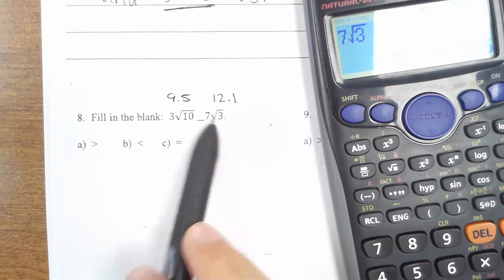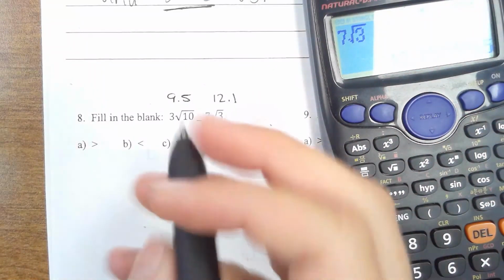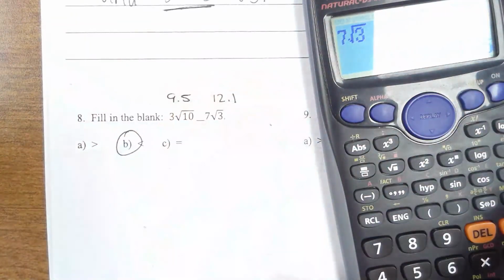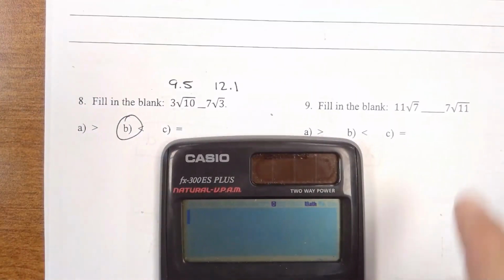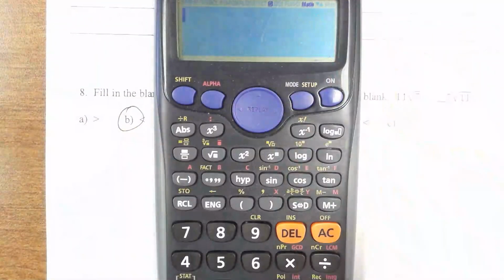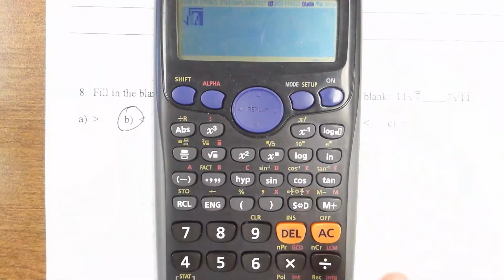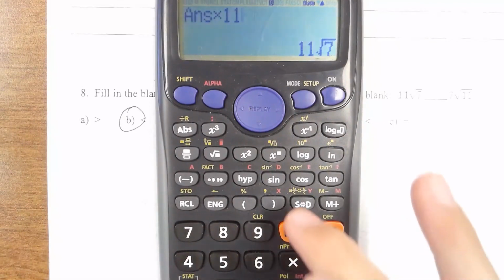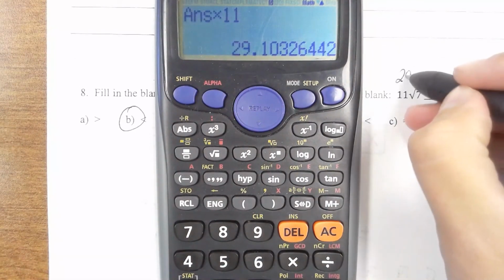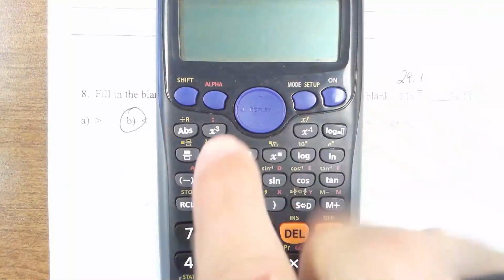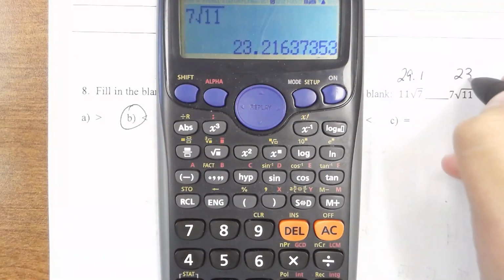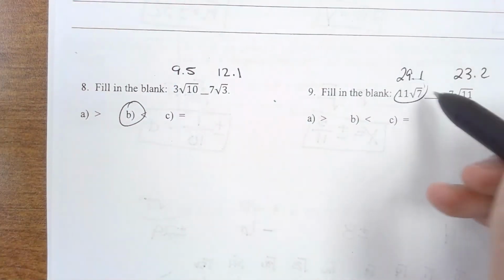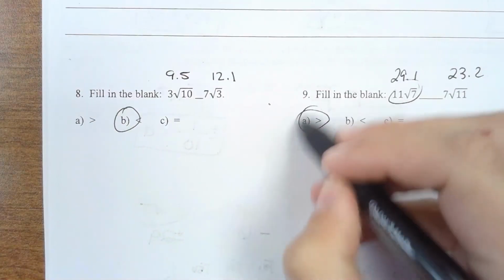So which one is bigger? Obviously the 12.1, so we would need the less than symbol. Alright, and then same thing here, so 11 times the square root of 7 is about 29.1, and then 7 times the square root of 11 is about 23.2. So the one that's the biggest is 11 times the square root of 7, so we would need the greater than sign.